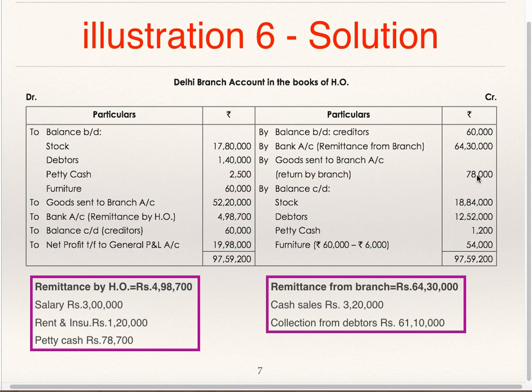Goods sent to branch account. Goods returned by branch to head office 78,000. By balance carried down, stock, debtors, petty cash and furniture. Furniture we have already seen, 60,000 minus depreciation. For stock, debtors and petty cash, you need to prepare memorandum accounts as a working note and find out these balances which are not given.